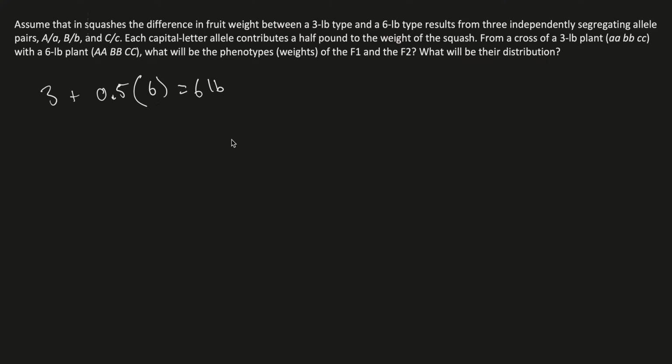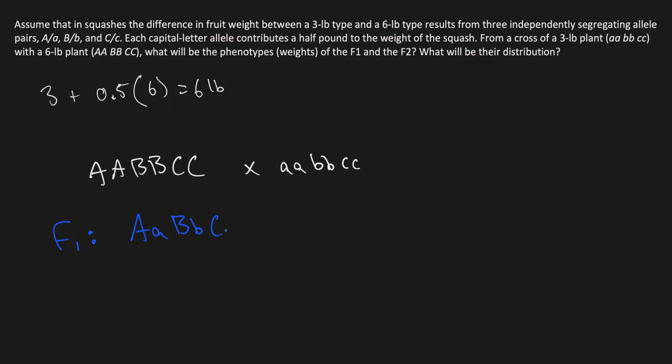Now, how do we determine the phenotypes of the F1 offspring? Well, this shouldn't be too bad for F1, since we know that if we have a true breeding crossed with another true breeding, one that's all capital letters and one that's all lowercase letters, the F1 offspring is just going to be heterozygous at all the alleles. Now, what's its weight going to be? Well, we know that there's a base weight of 3 pounds, plus 0.5 pounds for each capital letter, and we have 3 capital letters, so that gives us 4.5 pounds.